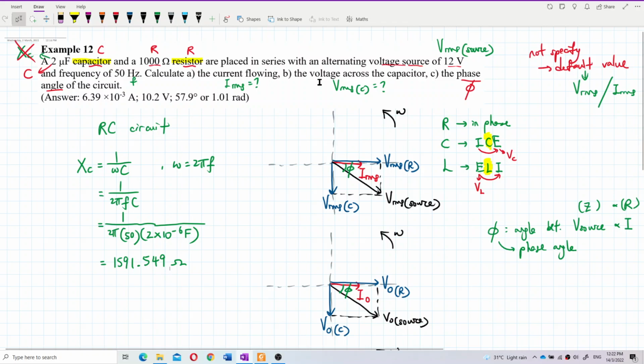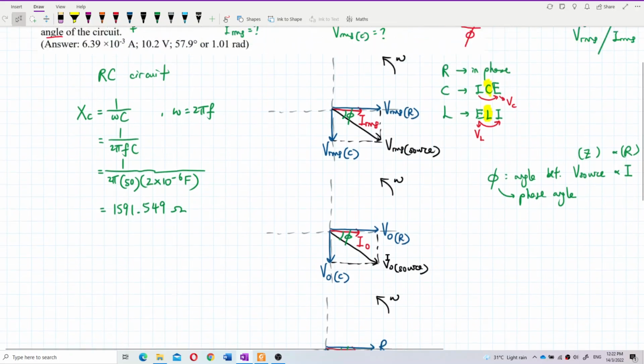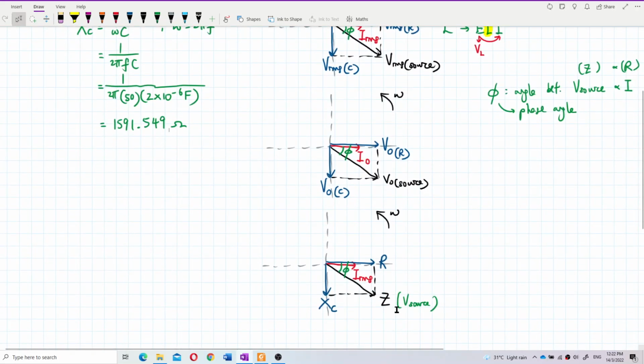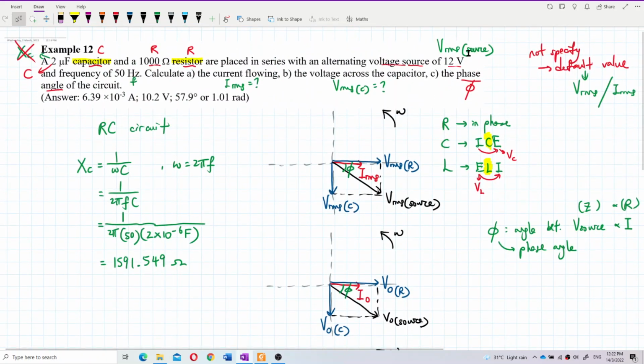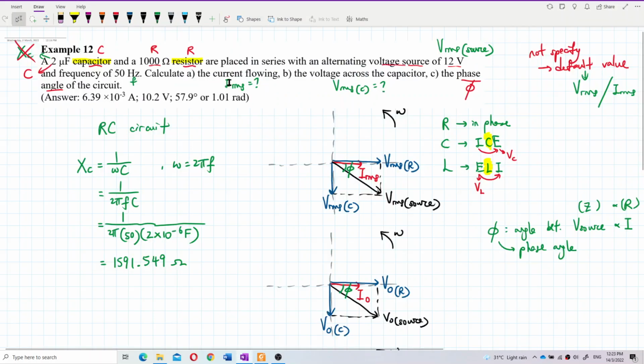So how do you think we can find the current? We have the resistance, we have the capacitive reactance. I think we can find the impedance. Is there any use for finding impedance? Yes, we can find the impedance, and then we can use the VRMS source to find the current. That means I think I can use this one. To find the current, I need the root mean square current, isn't it?